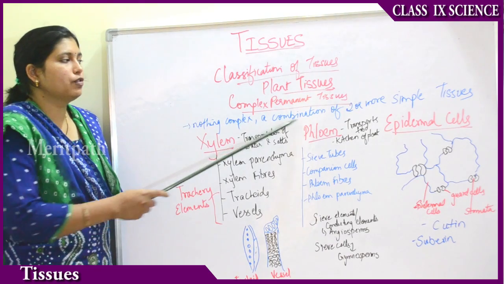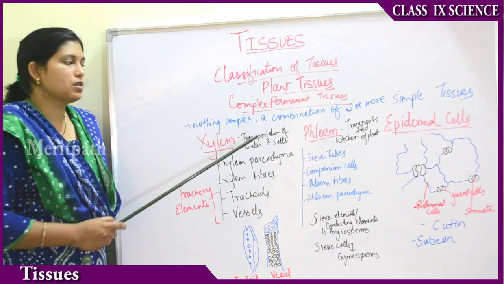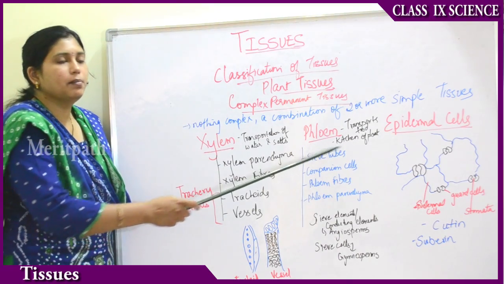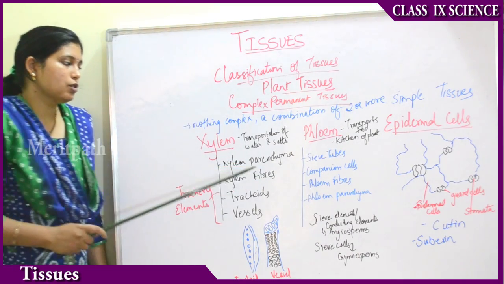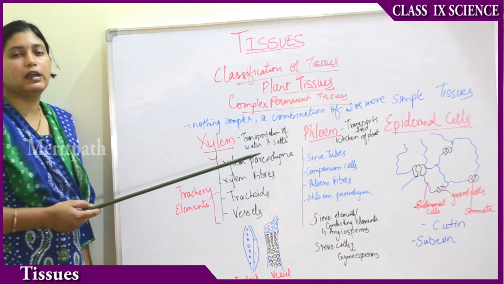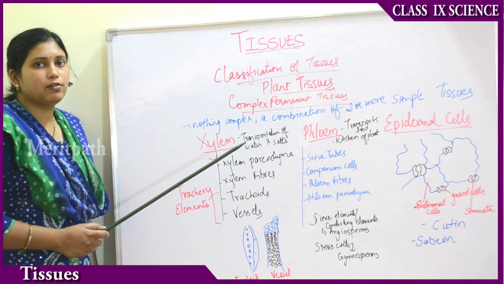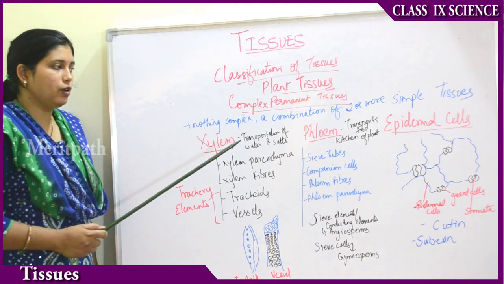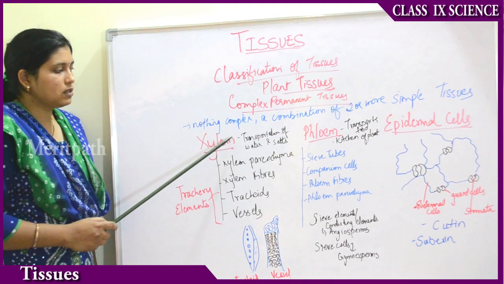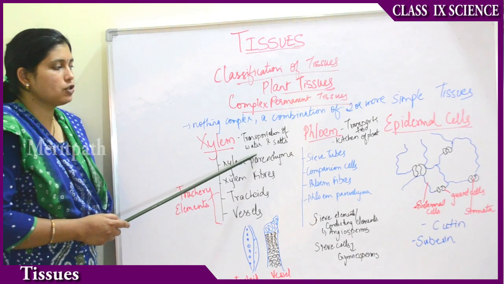A combination of two or more simple tissues. So what are the complex permanent tissues? They are xylem, phloem and epidermal cells. So what comes under xylem? Xylem is derived from a Greek word called xylon, that means wood. The function of xylem is transportation of water and salts.